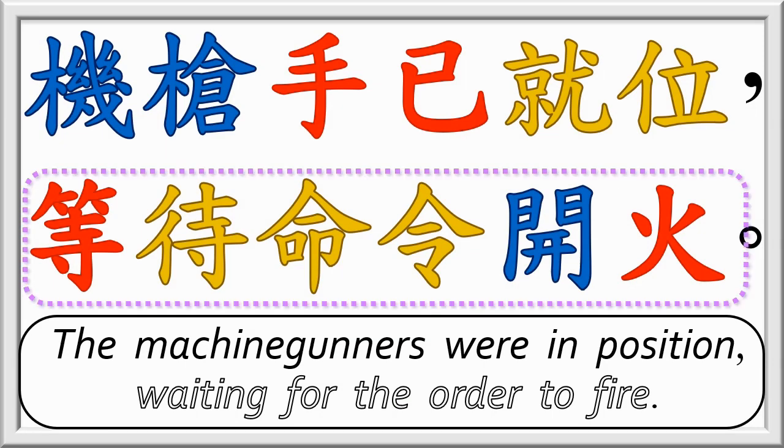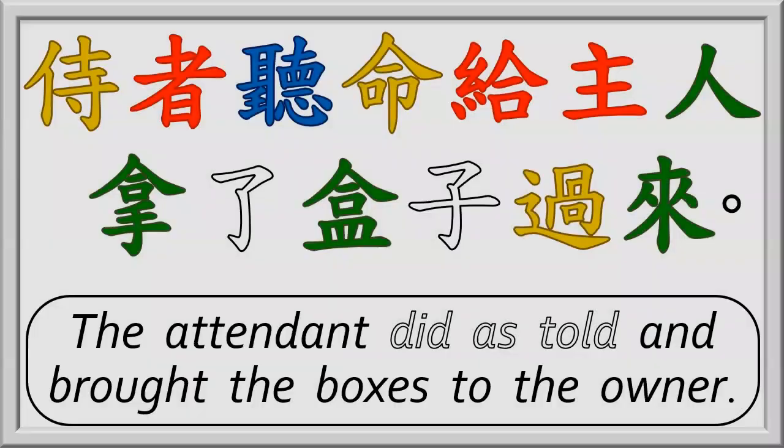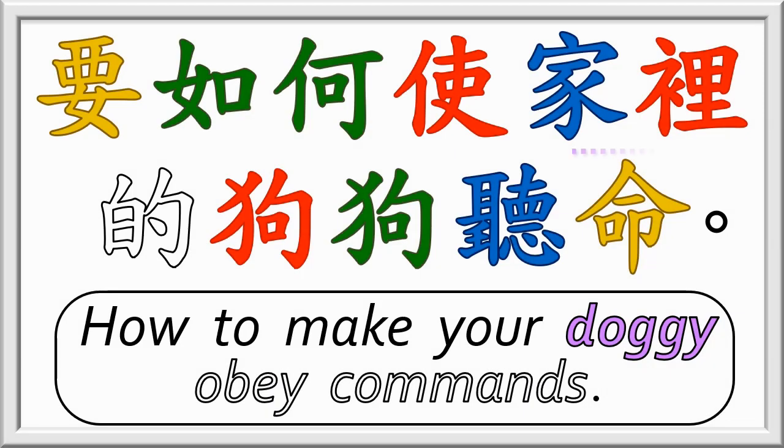机枪手已就位，等待命令开火. The machine gunners were in position, waiting for the order to fire. To obey an order or follow a command is 听命. 侍者听命，给主人拿了盒子过来. The attendant did as told and brought the boxes to the owner. 要如何使家里的狗狗听命? How to make your doggy obey commands. This could be the title of a video on the internet.